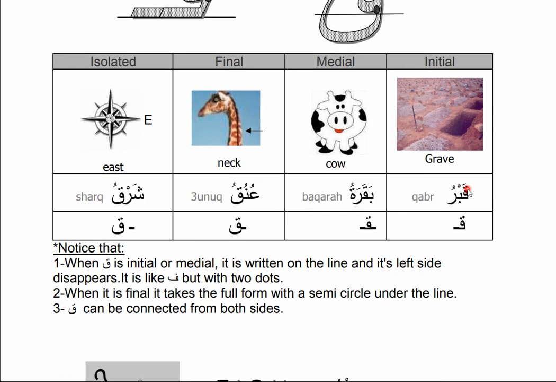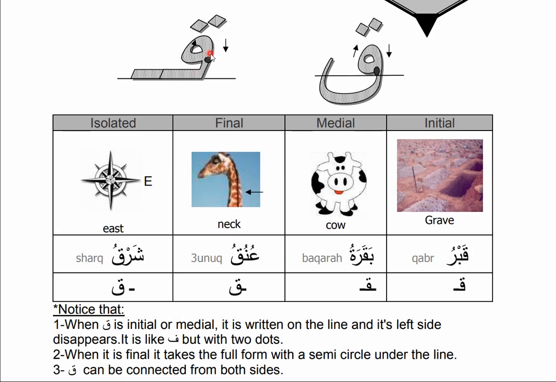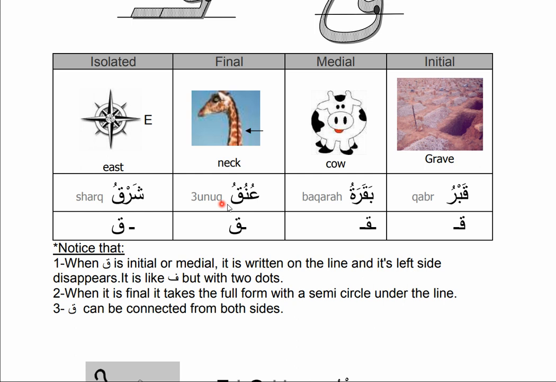So when qaf comes initial and in the middle, the front portion is used as we did in fa. And when it comes at the end and as an isolated letter, the full formation of qaf returns, the original form returns. And this letter is a connecting letter, means it can be connected from both sides. So let's see. Qabru, baqaratu, unuqu, and sharqu.